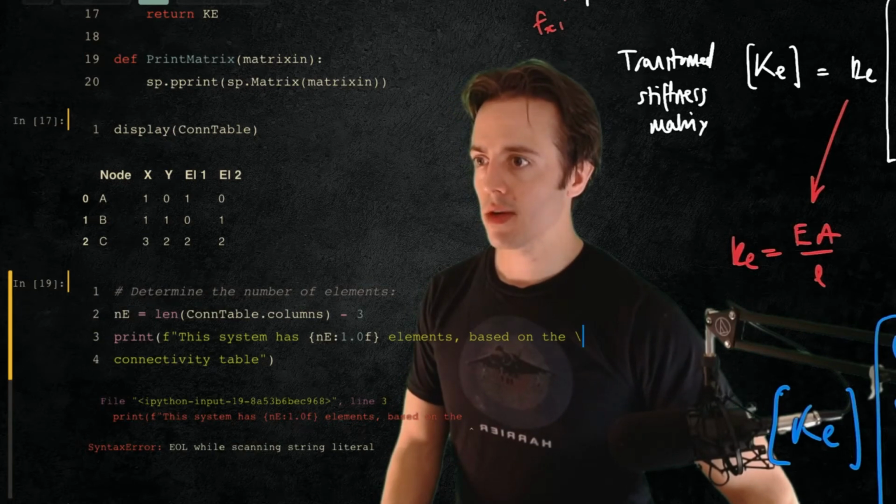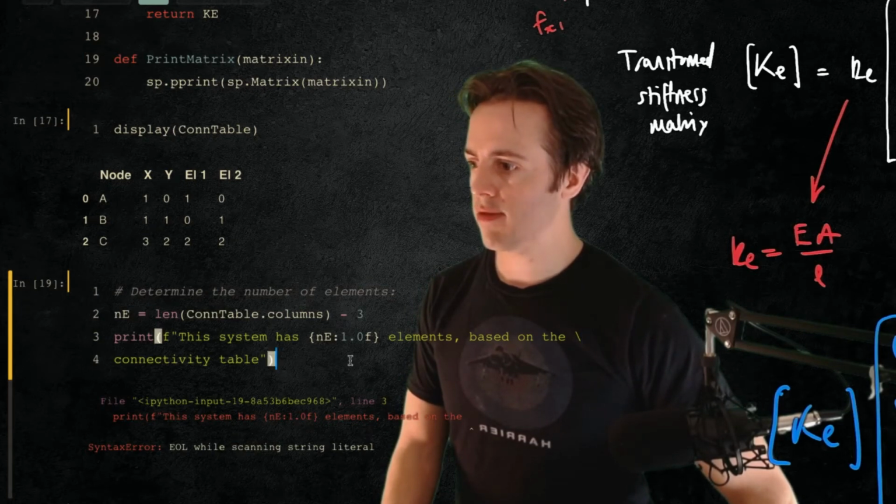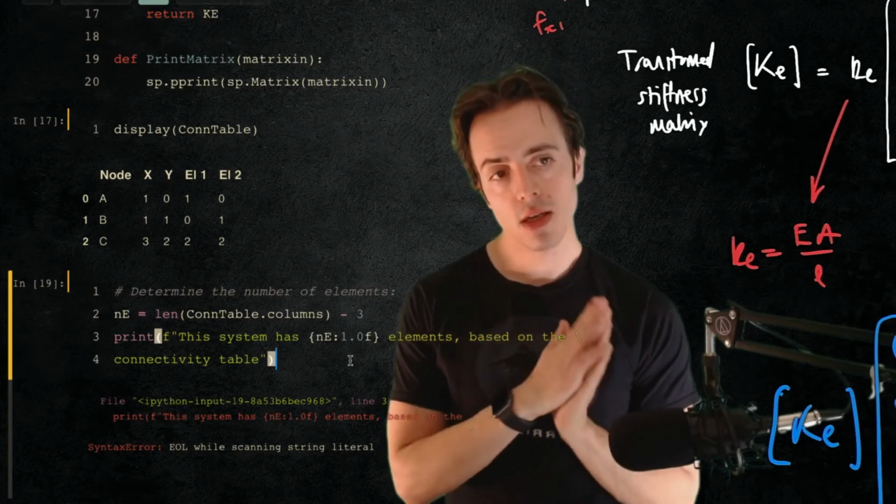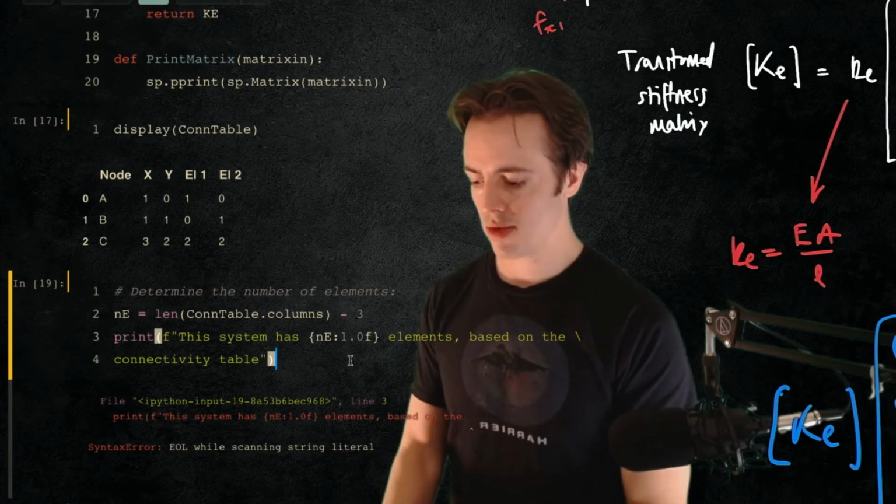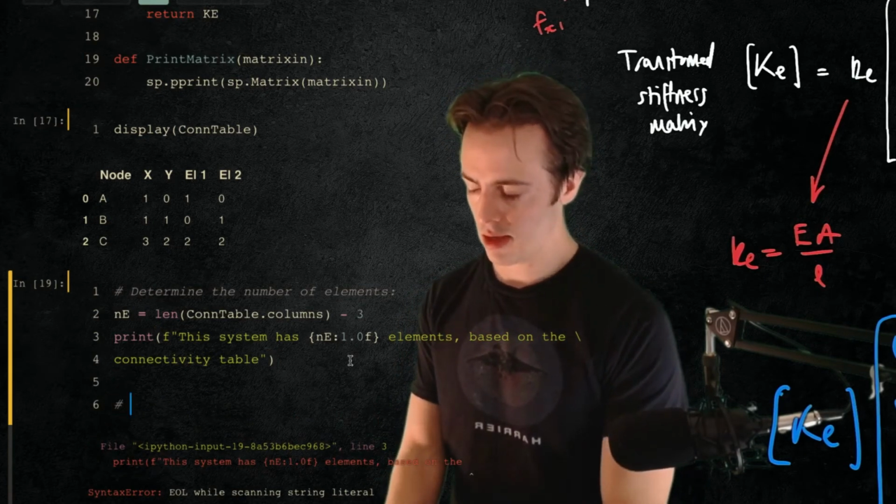Okay, so now we need some further information. We need to know the Young's modulus and the cross-sectional area. So I'm just going to make up some numbers.